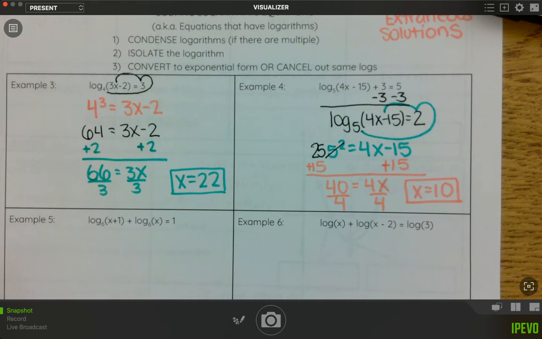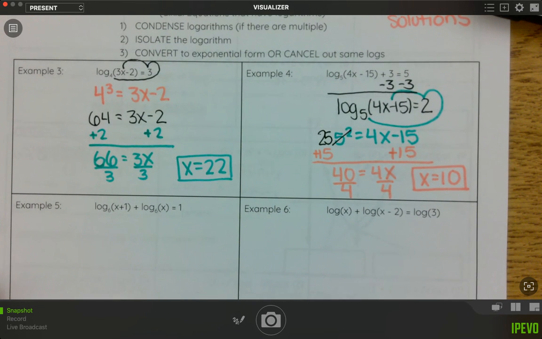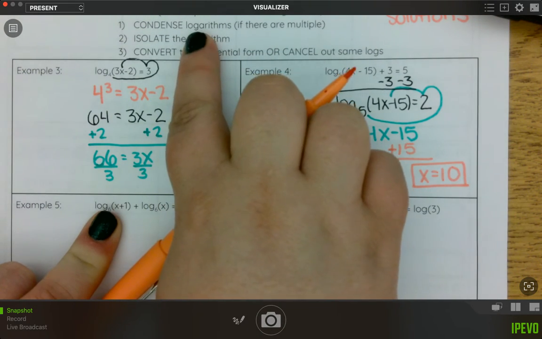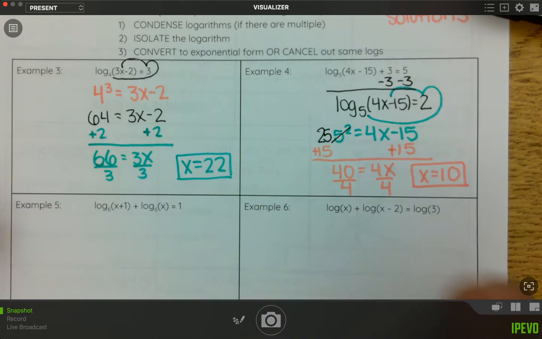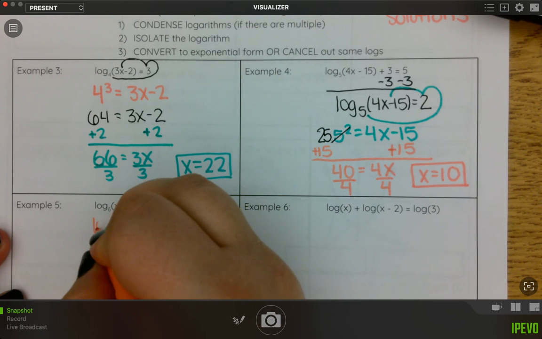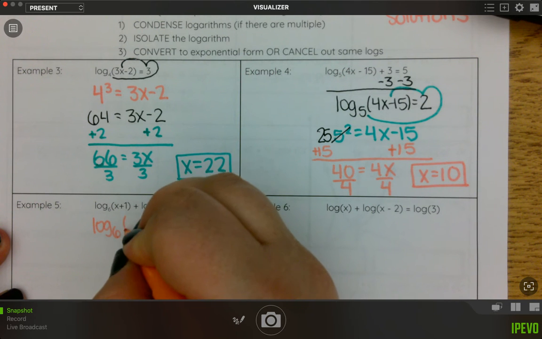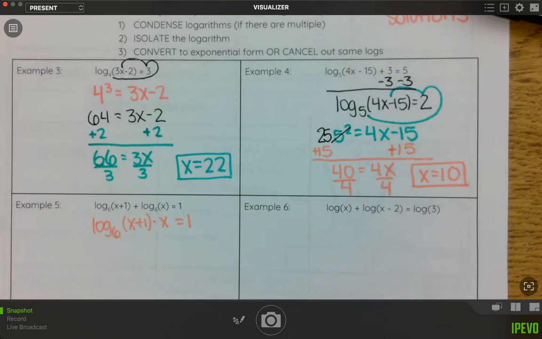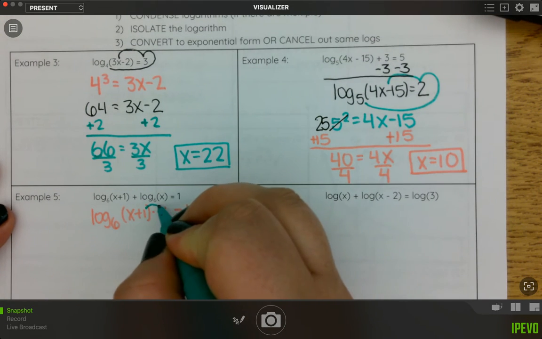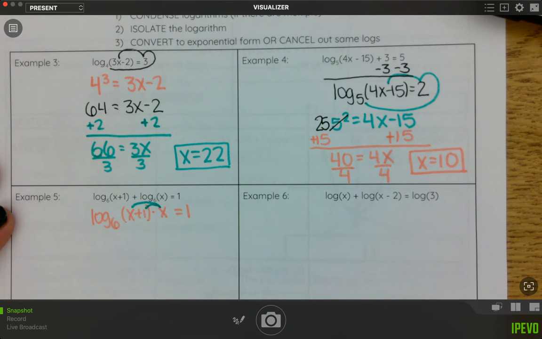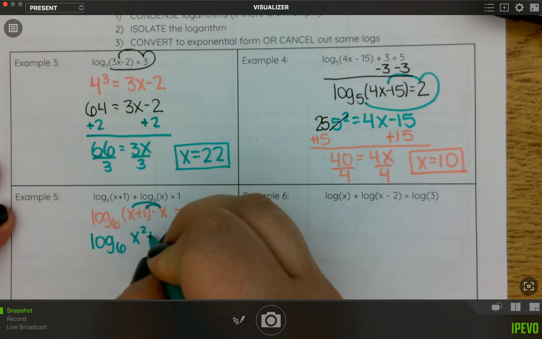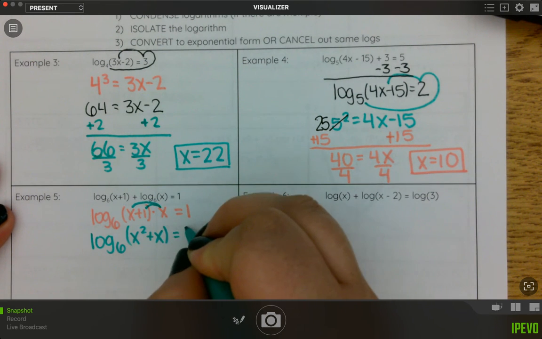Okay, the next two examples do start to get a little bit trickier because we actually have to do the first step. There are 2 logs, so we need to condense them. Since they are being added, you have to multiply. This is going to become log base 6 of x plus 1 times x. You probably won't write this out every single time like I just did. The reason I did it is because I needed to show you that you're going to distribute to both terms. So I really have log base 6 of x squared plus x equals 1.